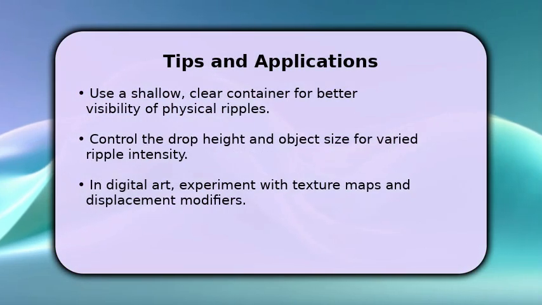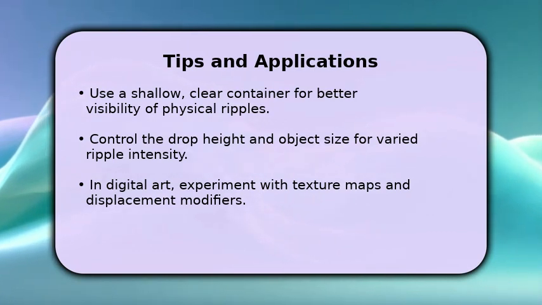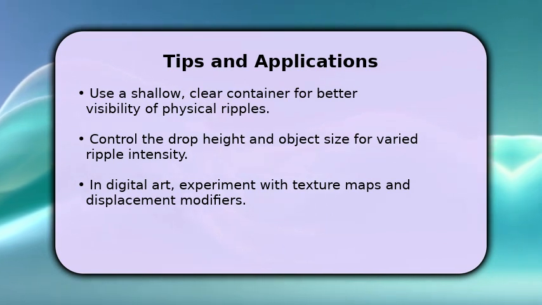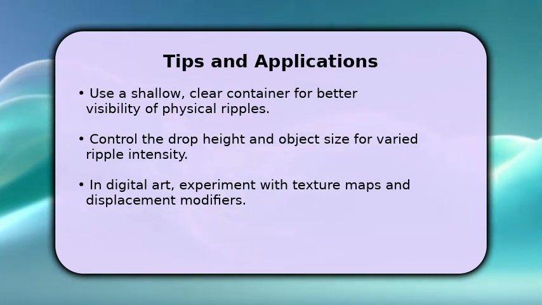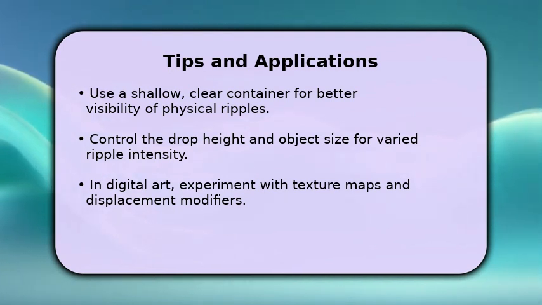To achieve the best ripple effects, consider a few tips. For physical experiments, a shallow, clear container with still water provides excellent visibility. Varying the drop height or the size of the object will significantly change the ripple's intensity and spread. Digitally, experimenting with displacement maps and noise functions can yield incredibly realistic results.